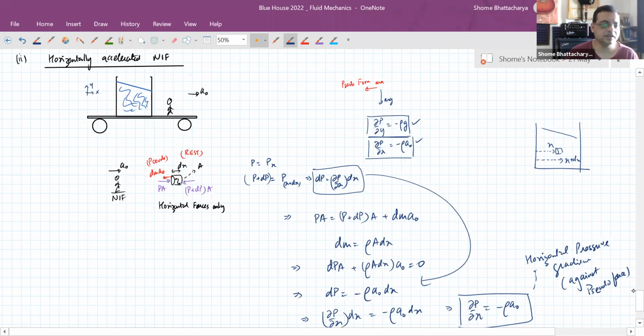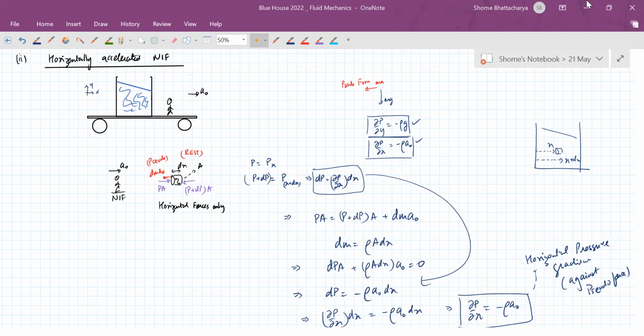So pressure increases in the direction in which pseudo force acts, just like for the vertical direction, pressure increases in the direction in which gravity acts. Now, gravity is acting downwards. So as you go down, pressure increases. So pseudo force is acting along negative x-axis. So as you go along the negative x-axis, pressure increases. So just make a note of this, and then a similar derivation for the vertical one will show that along with del P by del X, there's also del P by del Y, which is minus rho G.